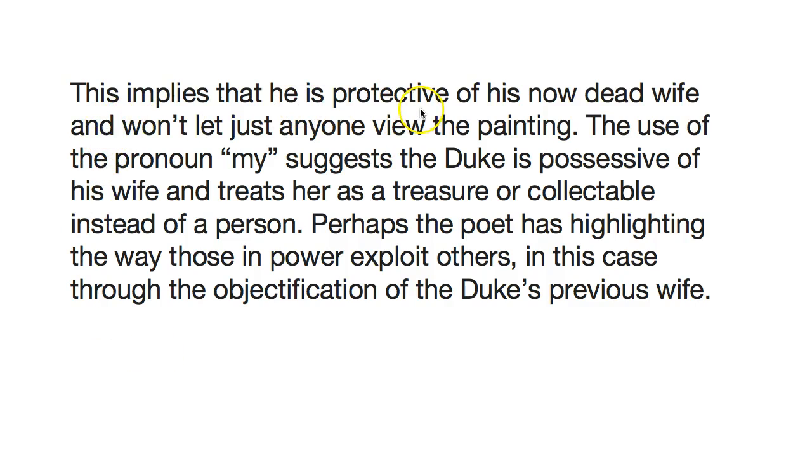This implies that he is protective of his now dead wife and won't let just anyone view the painting. The use of the pronoun my suggests the Duke is possessive of his wife and treats her as a treasure or collectible instead of a person. Perhaps the poet was highlighting the way those in power exploit others, in this case through the objectification of the Duke's previous wife.